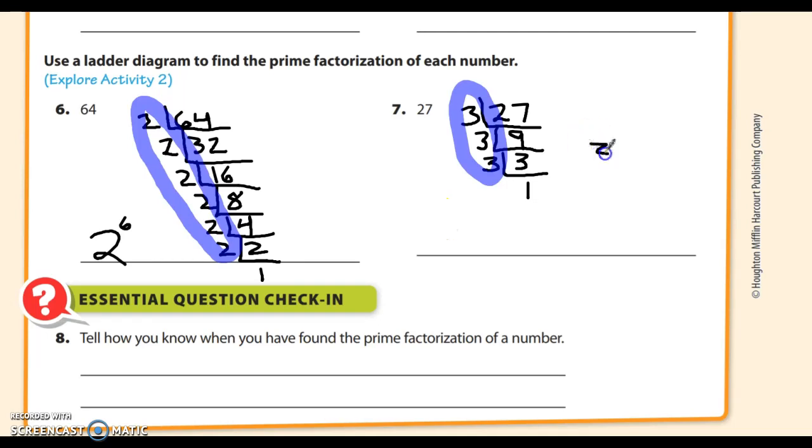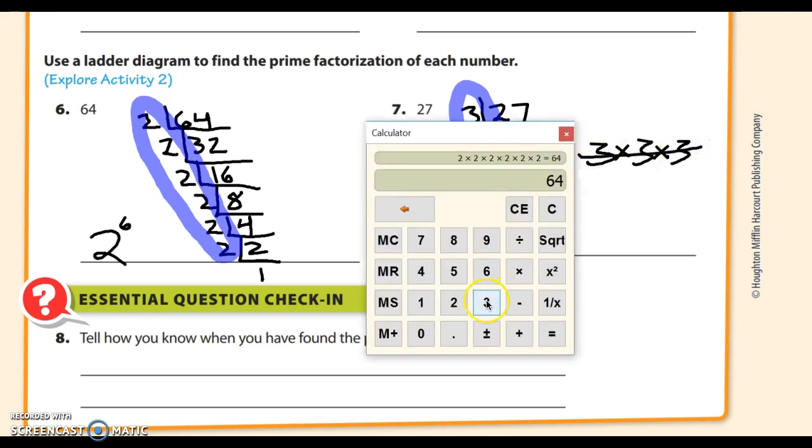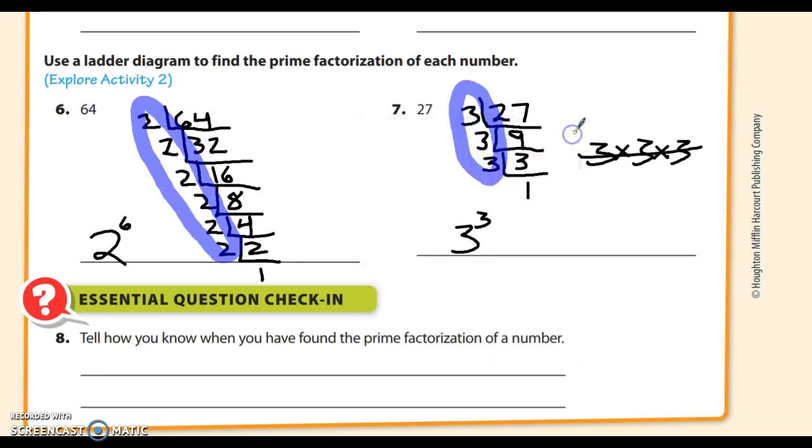That's not 3 times. I know you might be tempted to do 3 times 3 times 3. But the better way to write that is to write 3 to the 3rd power. And if you just don't believe that, you can punch it in: 3 times 3 times 3. It better be 27. It is. We got it right. Nice work.